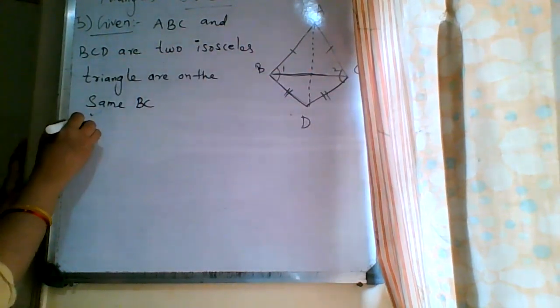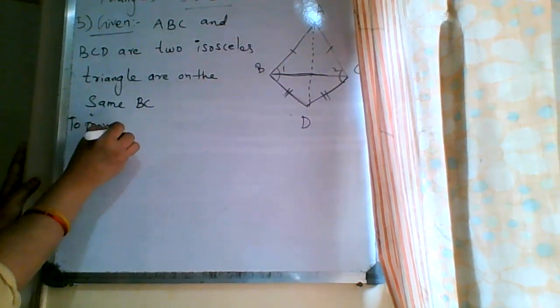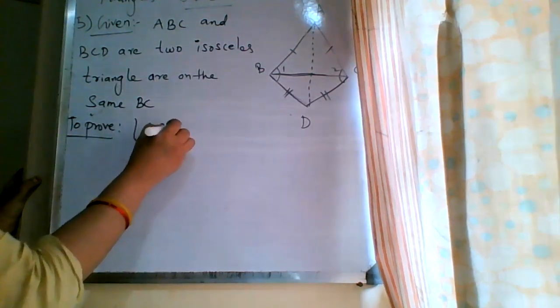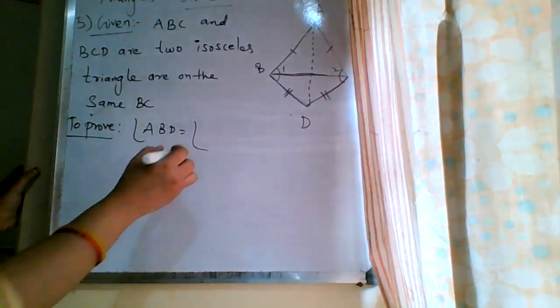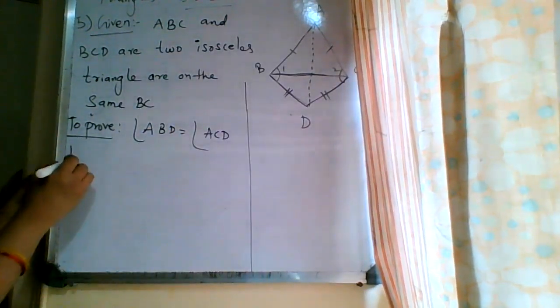Now we are going to write to prove. What we have to prove: we have to prove angle ABD is equal to angle ACD. Okay. Proof.